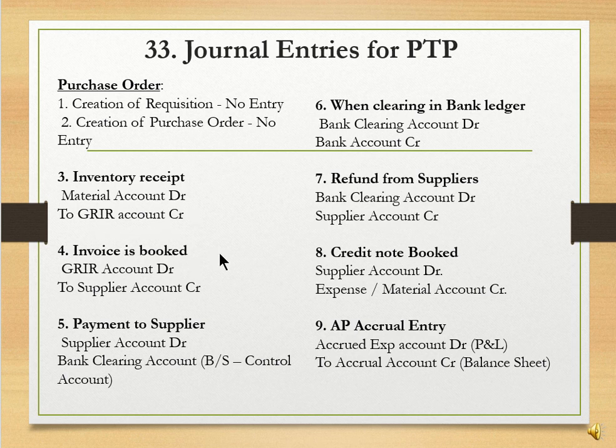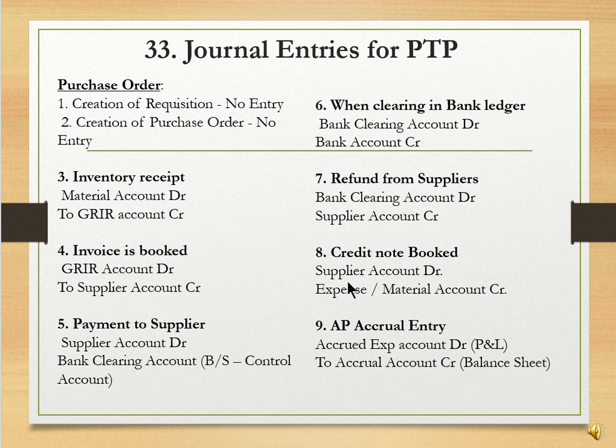When we receive an invoice from the vendor, since we have already debited the goods, to offset this GRIR account, we debit it. Here it was credited, now we debit the GRIR account and credit the supplier account. When the supplier payment is due, we again debit the supplier and credit the bank clearing account. Again, this bank clearing account is a control account, and to clear it, the bank clearing account is debited and the respective bank account from which the payment has gone is credited. When we receive a refund from suppliers, bank clearing account is a debit and supplier account is a credit.